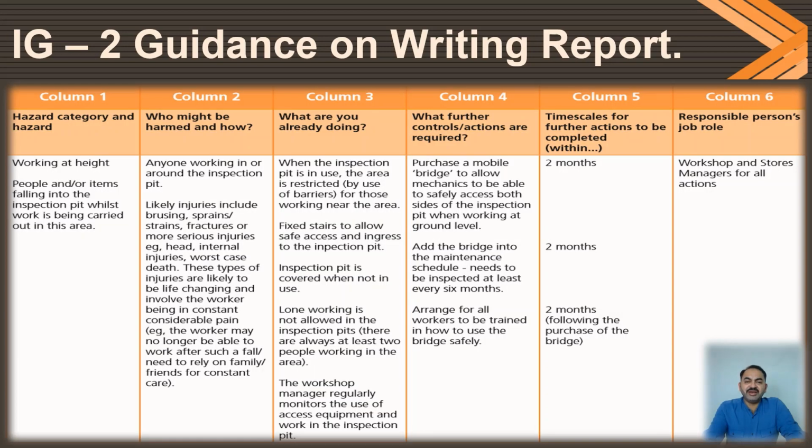So guys, here I come up with one solved example of writing one hazard. If you look at the first column, as we discussed, working at height is a major category of hazard. And then what exactly the hazard is: people and/or items falling into the inspection pit whilst work is being carried out in this area.